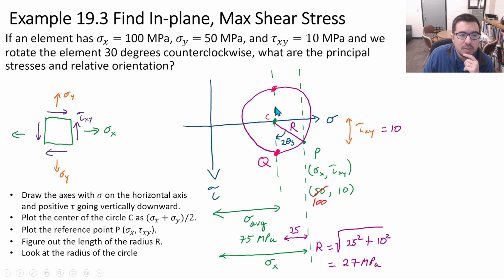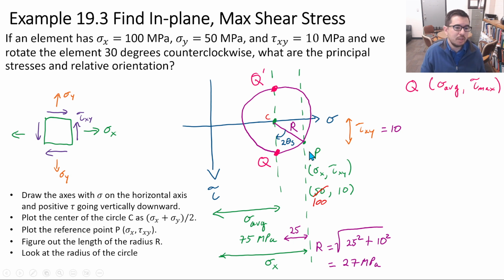We could call it Q, and this point up here we could call it Q prime, and we can write out that Q is the average for the X, and then it's simply the maximum shear stress, because it's all the way at the bottom. And this is going to be the average, so that's the defining X coordinate, and then it's the minus tau max up here.